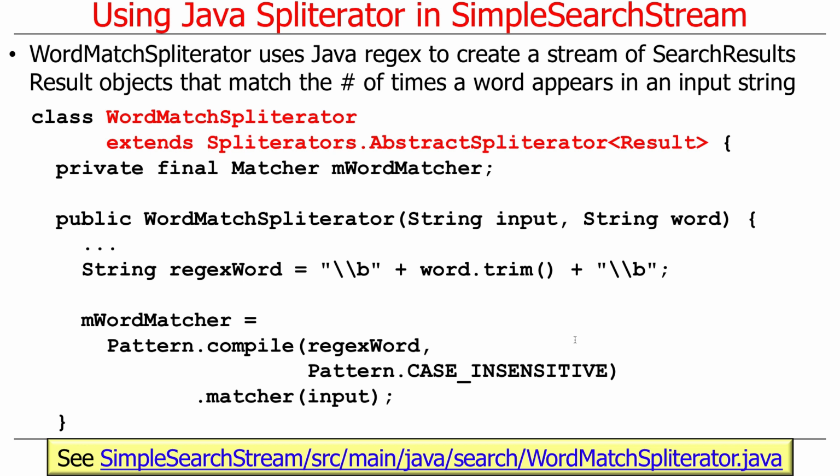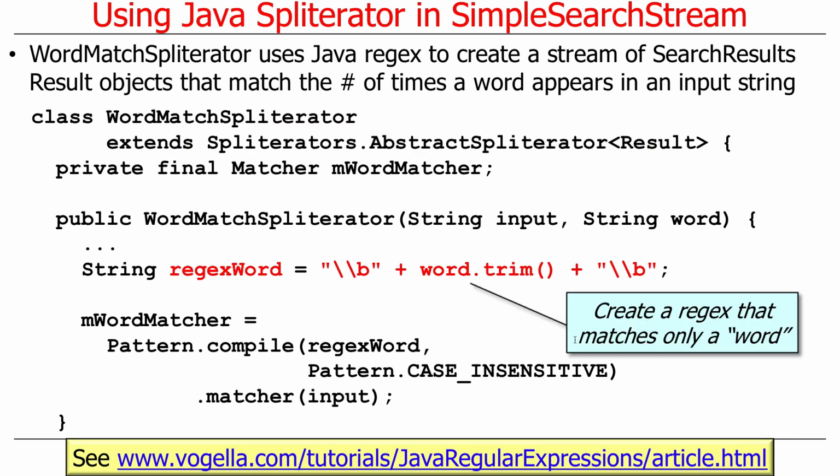And here is the list of fields and the constructor. Here's a field and the constructor used to implement WordMatchSpliterator, which you can find at this link. It contains a single parameter called mWordMatcher, which is a Matcher. This is just a Java regular expression matching capability. I'll show you how it's used in a second.